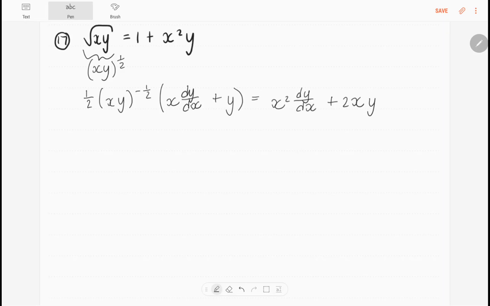Once again, I now want to make dy/dx the subject of the equation. I'm not going to show all of the steps, but your final answer when you have done that will be 4xy times the square root of xy minus y over x minus 2x squared times the square root of xy, or an equivalent form of that.